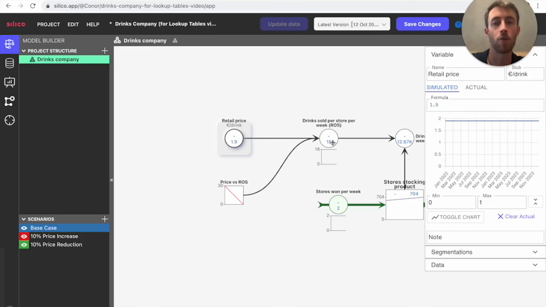In the next video, we'll explore Silico's scenarios feature, and we'll look at how that scenarios feature could be used to find what the optimal price might be. So what the price might be which will give the highest revenues, so maintain a good price per unit, and at the same time keep volume of sales high as well.